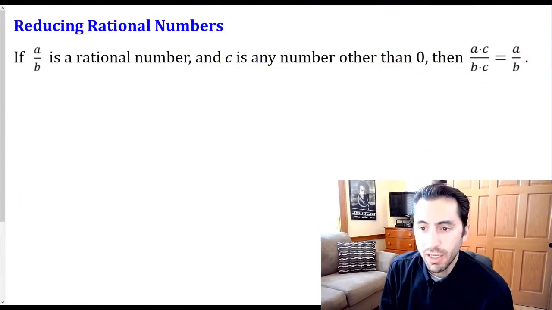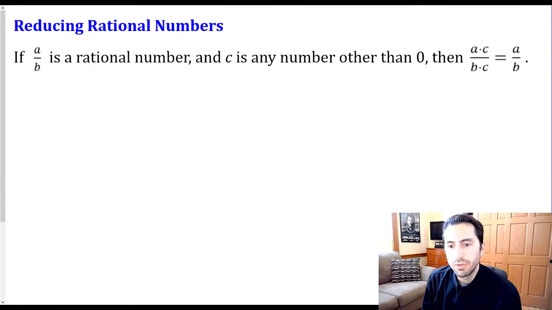Hello everyone. In this video, let's talk about how we reduce rational numbers, or in other words, how we simplify fractions. On the screen, I have the rule that we use to do this. It says if a over b is a rational number and c is any number other than 0, then a times c divided by b times c is equal to just a divided by b. So in other words, as long as my numerator and my denominator have a common factor, that common factor will simplify to 1 and we can reduce our fraction.